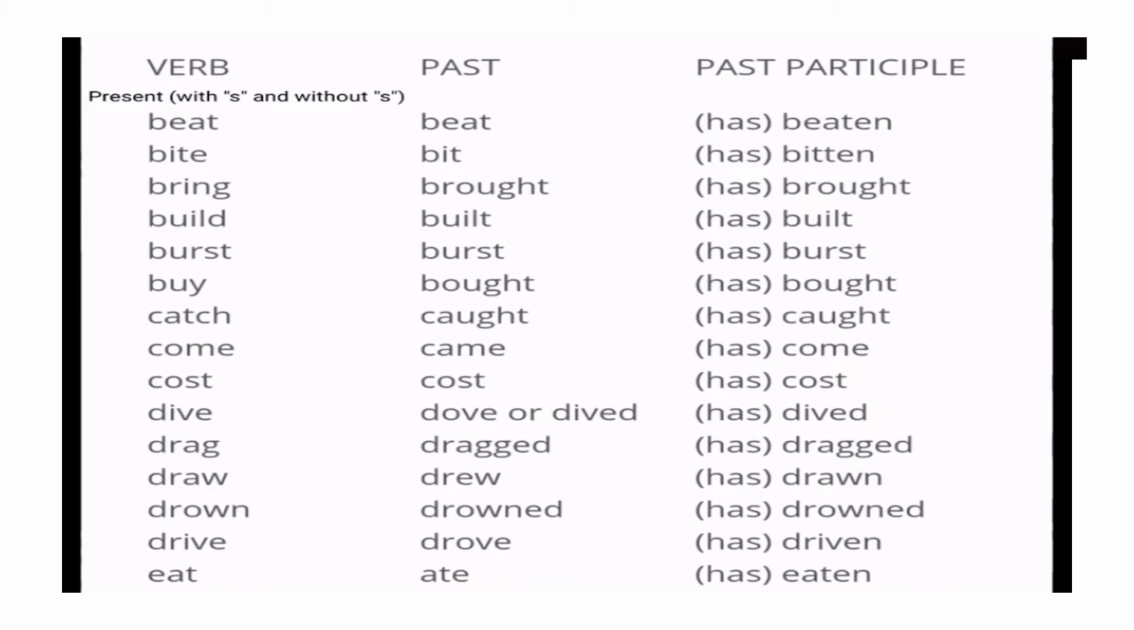The first column is the base form or the present form that we use in sentences in present tense. The second column is for past tense, and the third column is for the past participle that we use in perfect tenses and also in passive voice. So knowing these words is a must.